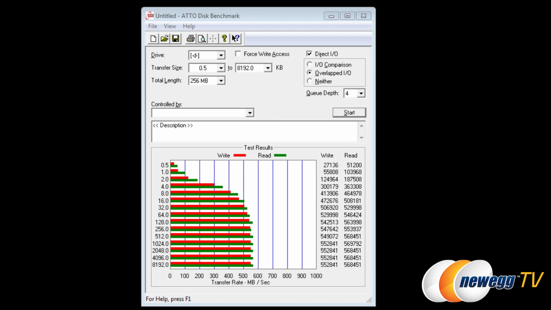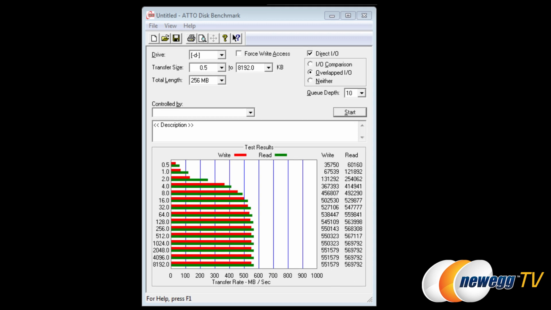Now, we're using QDepth 4 here, which is way more than what a standard system would actually use, and also QDepth 10, just to give the drive the most room to breathe and the maximum amount of data to transfer, just to see how far it can go with speeds. But taking a look here, it looks like we are maxed out at 552 megabytes per second on the write, and 569 megabytes per second on the read at QDepth 4. Jumping over to QDepth 10, we're seeing pretty much the same numbers, 551 megabytes per second on the writes and 569 megabytes per second on the reads.